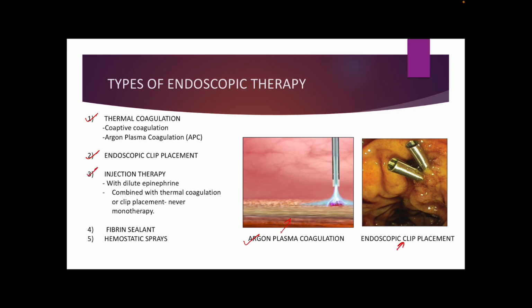Then injection therapy. Injection therapy is done with dilute epinephrine, and we usually don't do this as monotherapy. We combine injection therapy with either thermal coagulation or clip placement. Then a few newer options that are being studied now are fibrin sealants and hemostatic sprays. Now, apart from all of this, it is definitely important to note that all patients with bleeding ulcers must be evaluated for causes like H. pylori, NSAID intake, and those specific causes should also be treated.